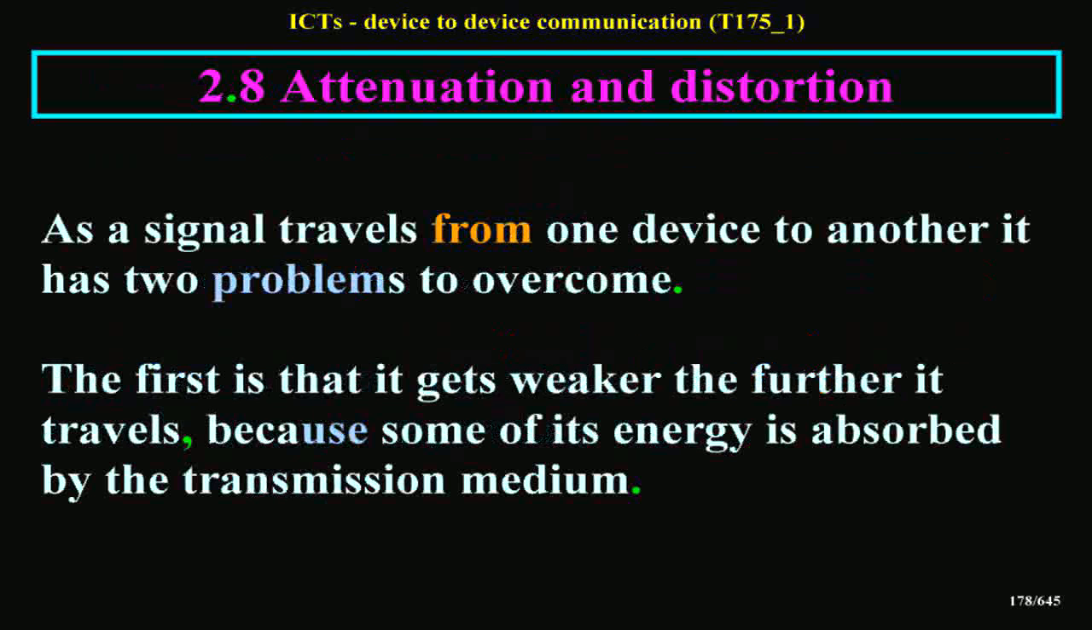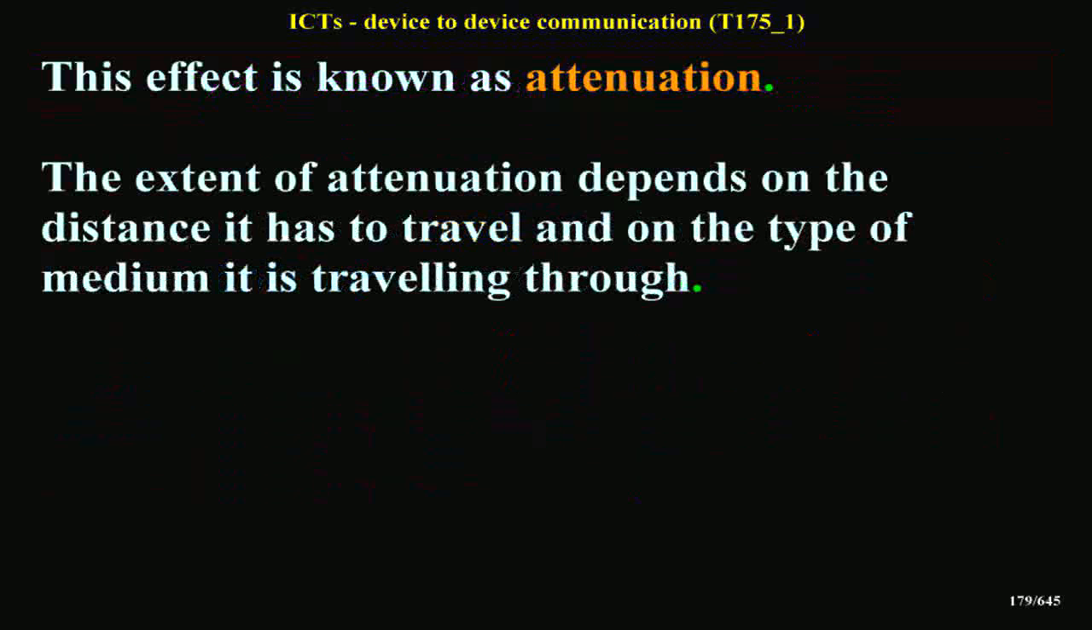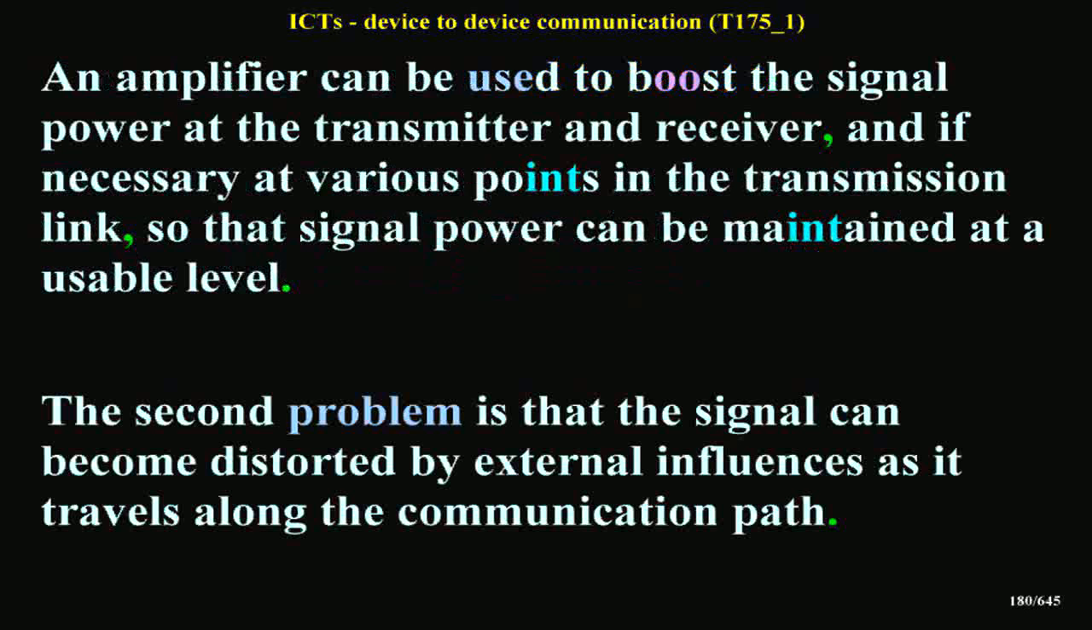8. Attenuation and distortion. As a signal travels from one device to another, it has 2 problems to overcome. The first is that it gets weaker the further it travels, because some of its energy is absorbed by the transmission medium. This effect is known as attenuation. The extent of attenuation depends on the distance it has to travel and on the type of medium it is traveling through. An amplifier can be used to boost the signal power at the transmitter and receiver, and if necessary at various points in the transmission link, so that signal power can be maintained at a usable level.